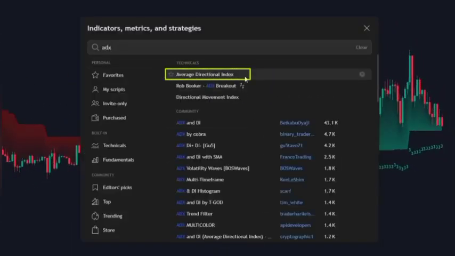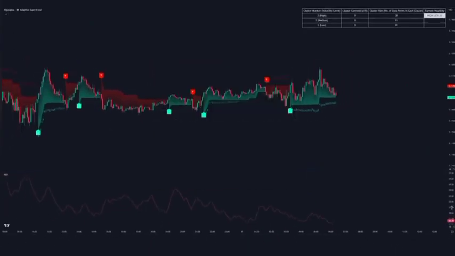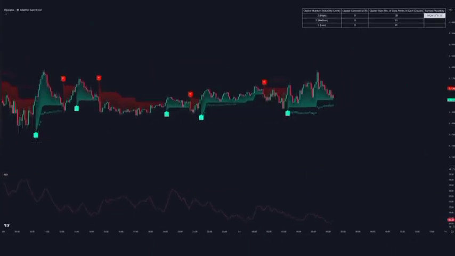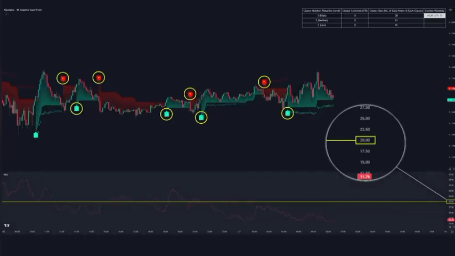That's the average directional index. This helps you distinguish between trending and non-trending markets. When the ADX line is below 20, it shows that the market is not trending. That means you should not enter any trade. Look at all these false signals we have here in this flat market. They're completely filtered by the help of ADX because the ADX line is below 20.